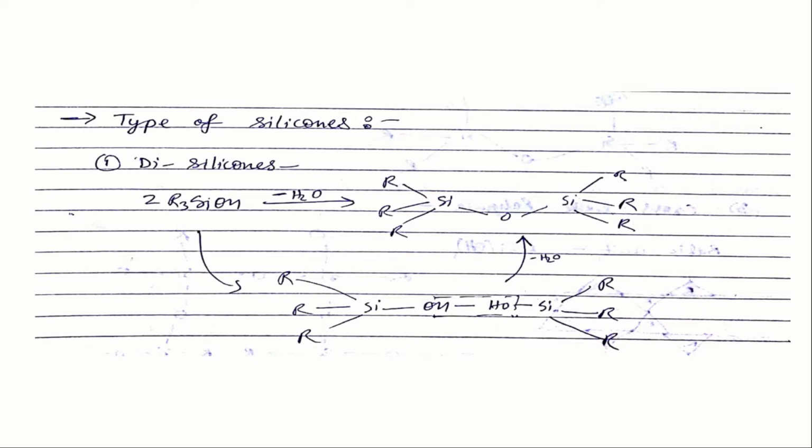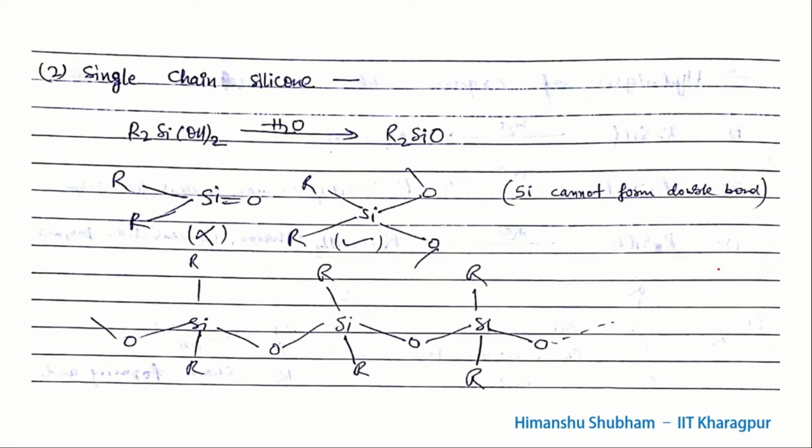Now in this video we will be seeing examples of each of these three different kinds of units. The first one was the chain terminating unit. The chain terminating unit of silicone forms disilicones, that is, two chain terminating units join to form a disilicone by the removal of a molecule of H2O, as shown in this example. We see that two units of R3SiOH combine to form a disilicone, and in this a molecule of H2O is eliminated.